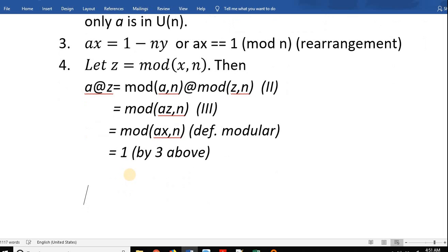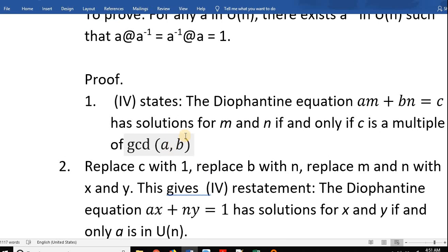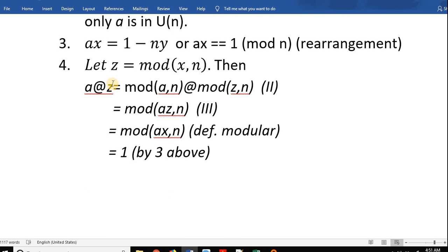All right, so I'm not quite done. I've shown so far that for any a in U of n, I can find a z such that a at z is equal to 1. Now I need to show that z at a is also equal to 1.